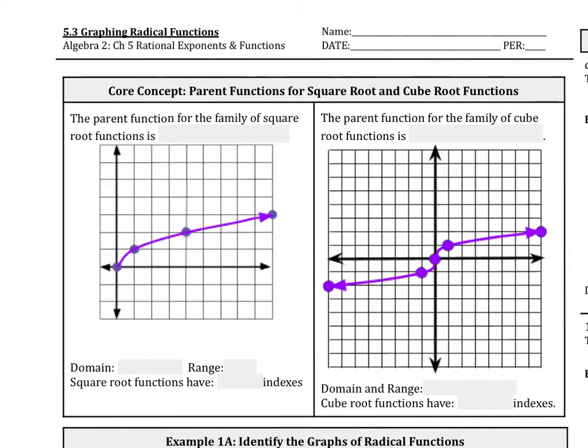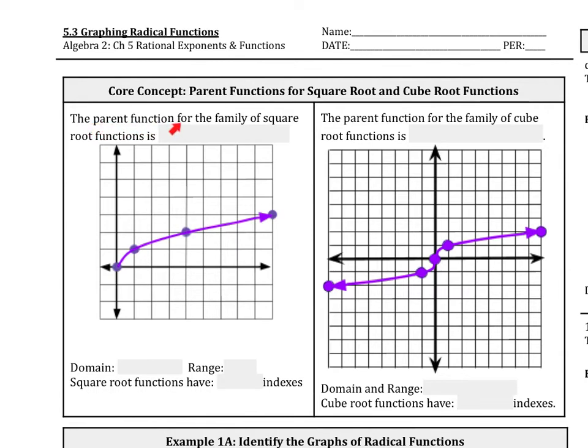Chapter 5.3 Graphing Radical Functions. Rational exponents and functions. We are going to discuss the core concept, parent functions for square root and cube root function. So we can see that the graph is given to us and we are going to find out what is the parent function or the family of function for this type of a graph.